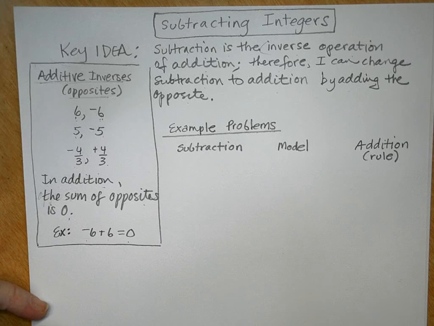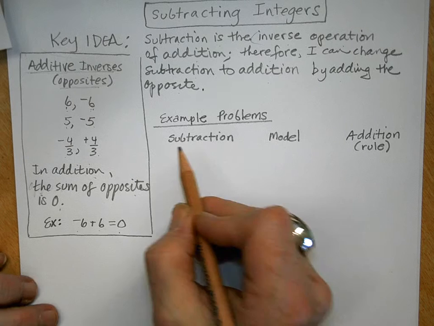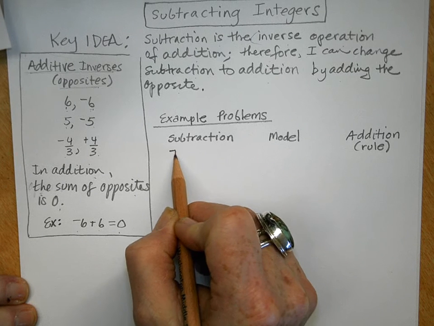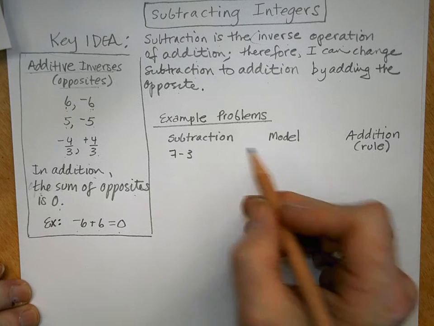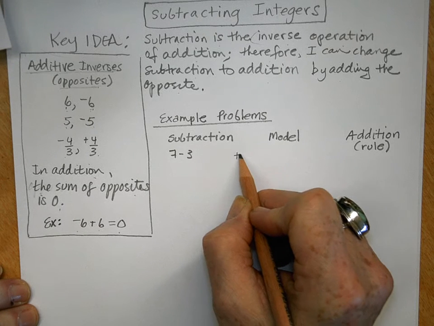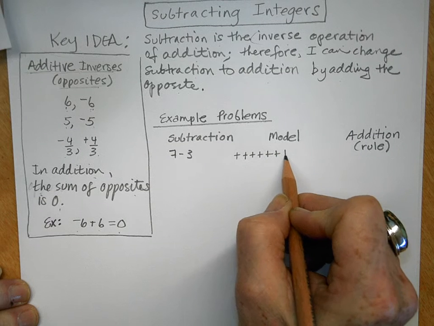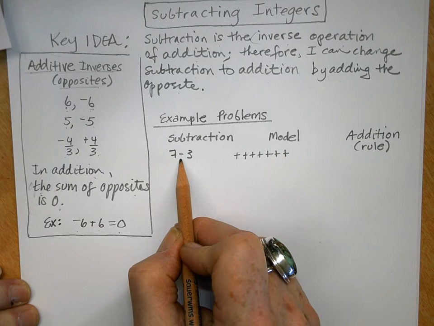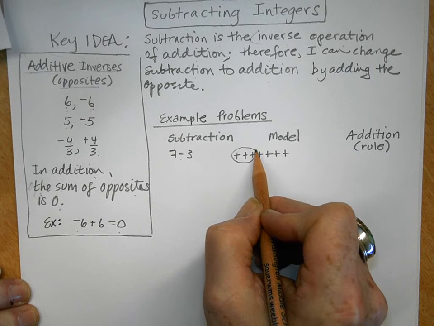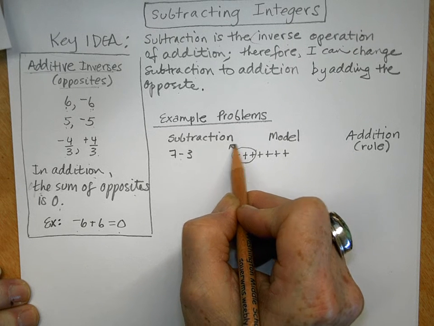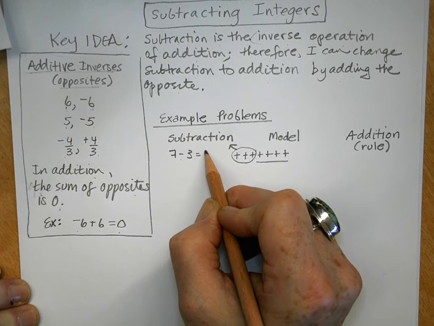Now I'd like to give a couple sample problems, so some examples. I'm going to start with an easy one. So I have the subtraction problem 7 minus 3. If I were to model that, it would look like this. Here's 1, 2, 3, 4, 5, 6, 7. I need to take away or remove 3. So I remove those 3.